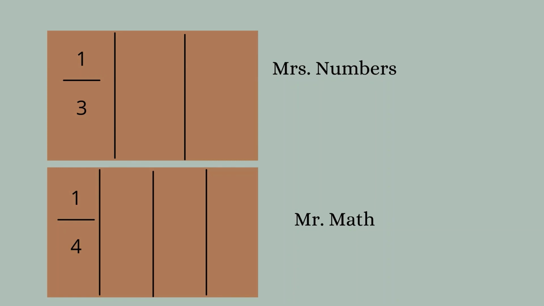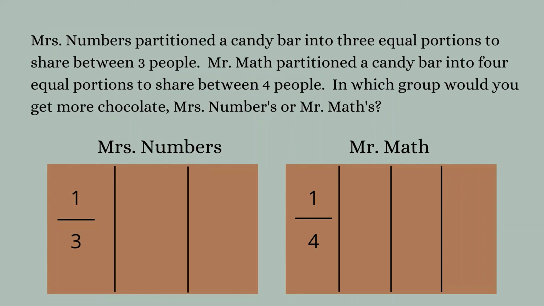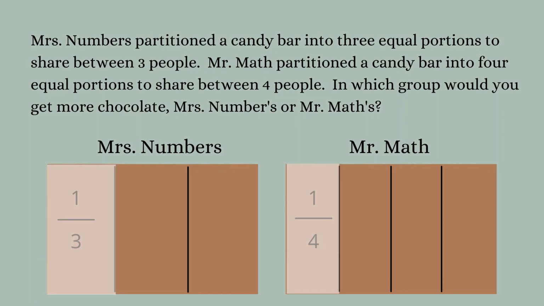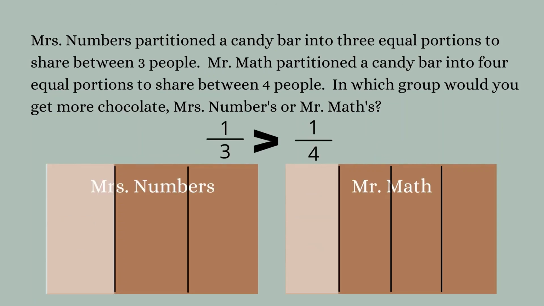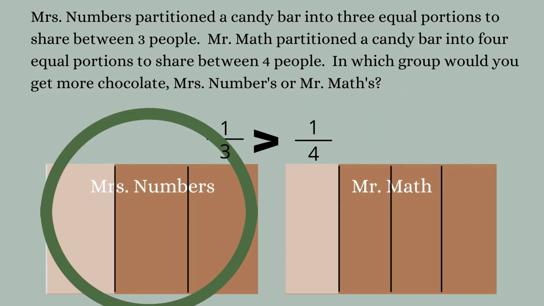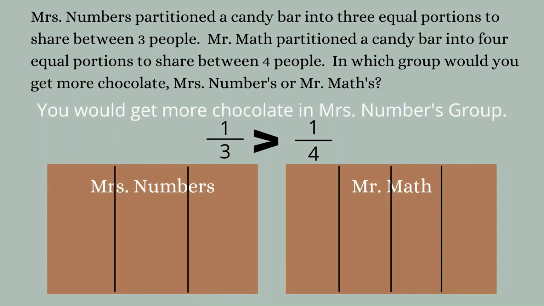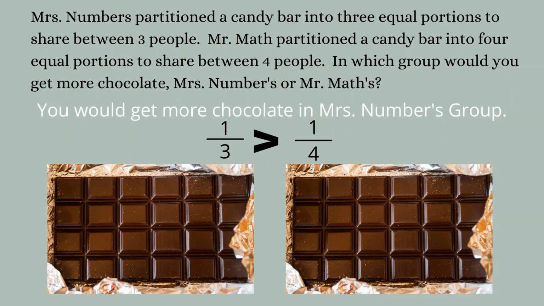When we go back to the problem and look at the question, in which group would you get more chocolate, Mrs. Numbers or Mr. Math? We know that the answer is Mrs. Numbers' group is getting more chocolate. That's because the more people you are sharing with, the less each person gets, which means that 1/3 is greater than 1/4. So our answer is Mrs. Numbers' group. You would get more chocolate in Mrs. Numbers' group. You also know that if you really love chocolate, try to share with the least amount of people possible so that you get the most chocolate.